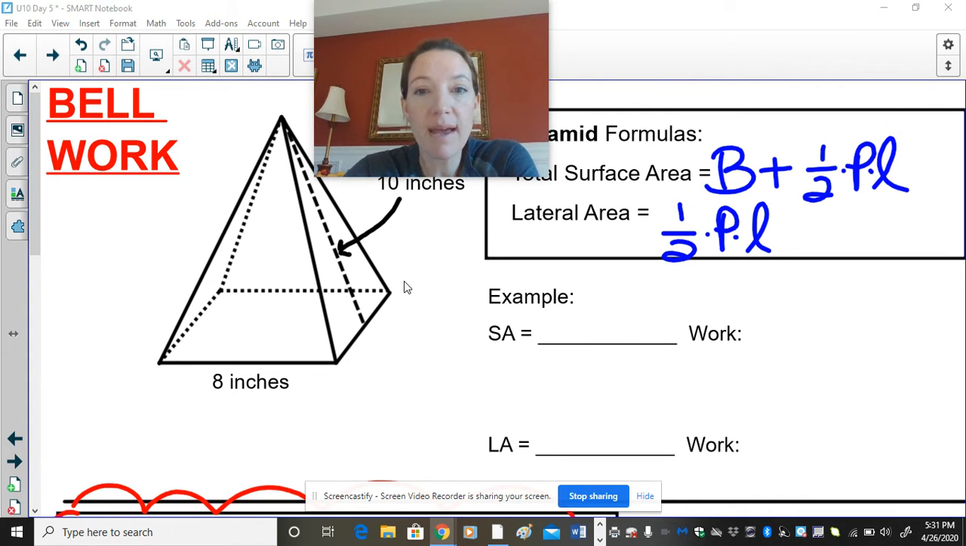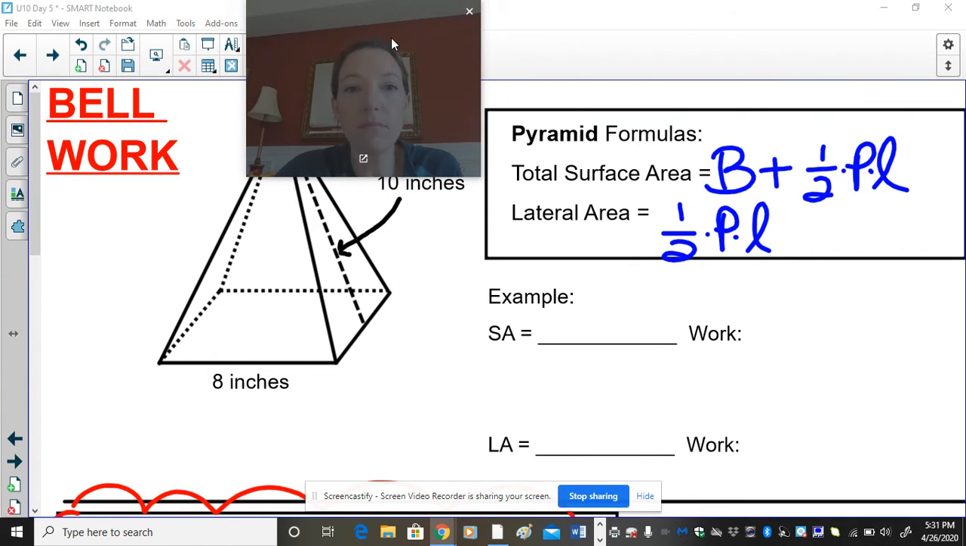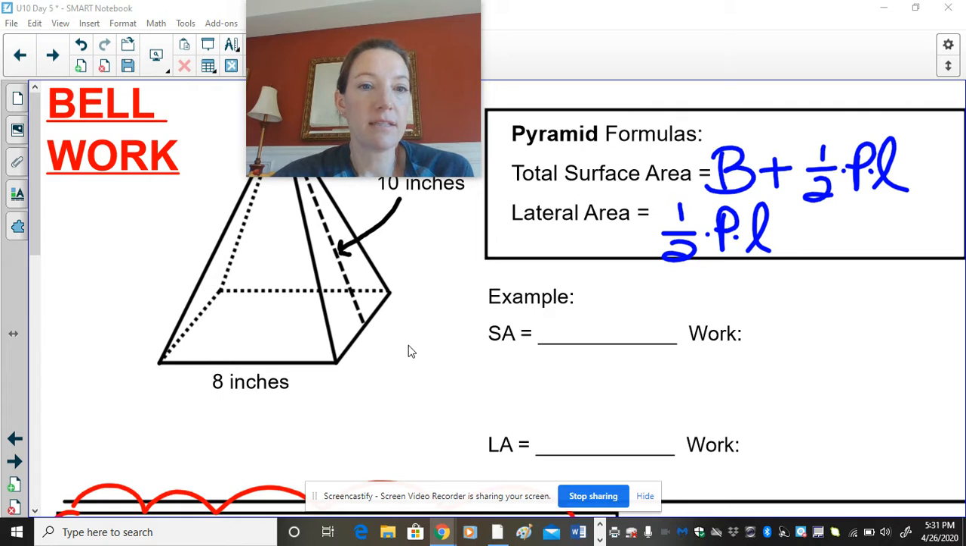All right, so here we have on the screen a little reminder for you about the pyramid formulas for total surface area and lateral area. Remember that total surface area is the sum of all of the areas of all the faces of the solid, including the bottom, including the base. The lateral area does not include the base at all.